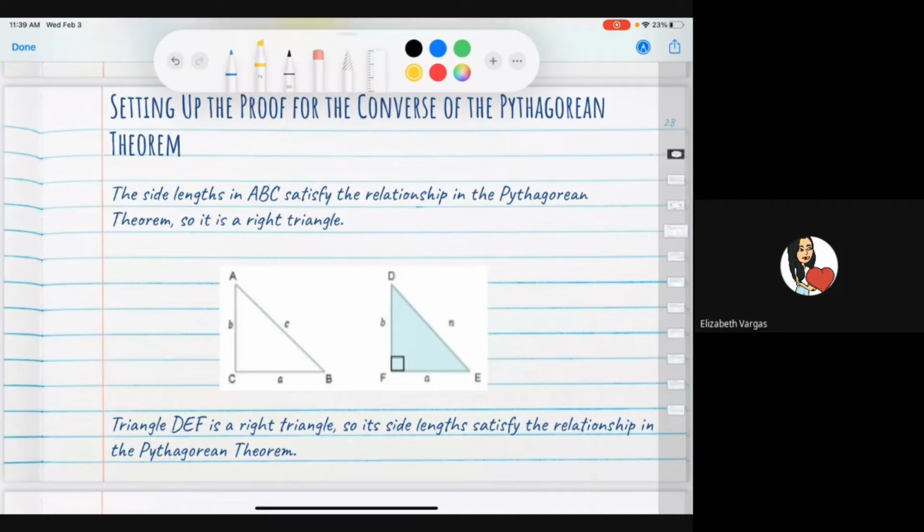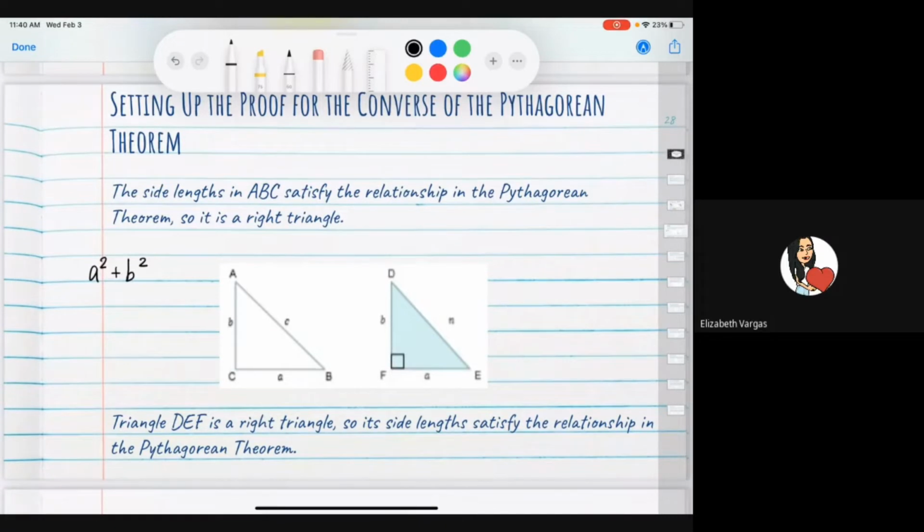Get into the second slide, and this is setting up the proof for the converse of the Pythagorean theorem. So basically, the Pythagorean theorem tells us that if we can take the side A and square it, plus the side B and square it, in order for that triangle to be a right triangle, the sum of a squared plus b squared must be equivalent or equal to c squared. So that's what we learned from the Pythagorean theorem. If our sides satisfy this equation, then we can automatically assume that we have a right triangle.